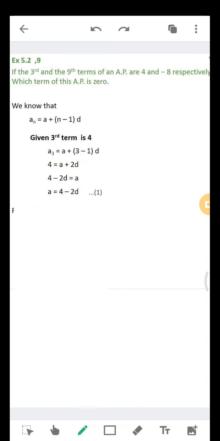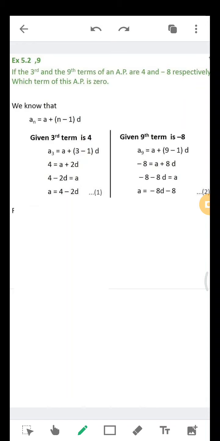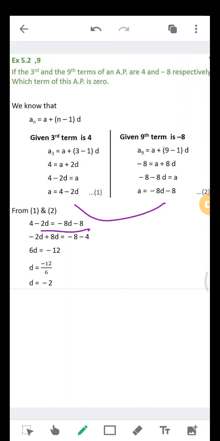So A plus 2D is equal to 4, and A is equal to 4 minus 2D. Similarly we'll use the other one. The ninth term is minus 8. So A plus 8D is equal to minus 8. Again I get the value of A here. Things equal to the same thing are equal to one another, so I'll equate both of these and we'll get the value of D as minus 2.